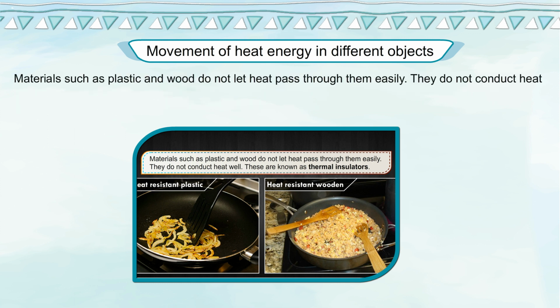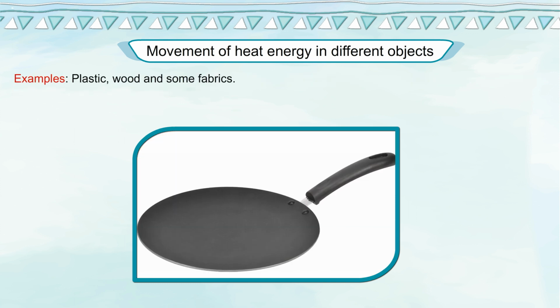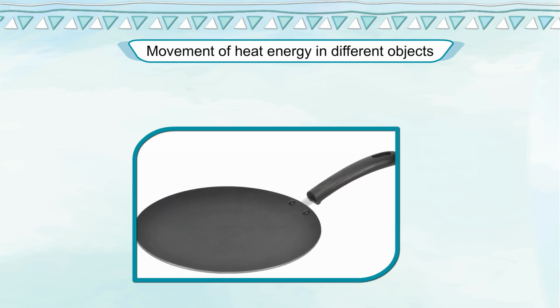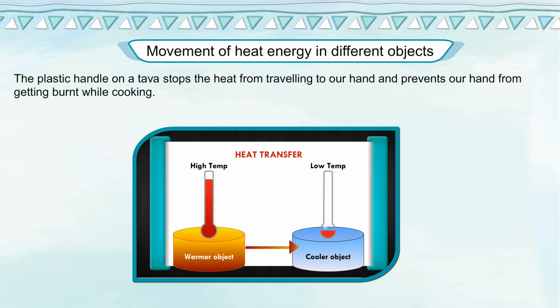Materials such as plastic and wood do not let heat pass through them easily. They do not conduct heat well. These are known as thermal insulators. Examples: plastic, wood, and some fabrics. The plastic handle on a tawa stops the heat from traveling to our hand and prevents our hand from getting burnt while cooking. Direction of heat flow.